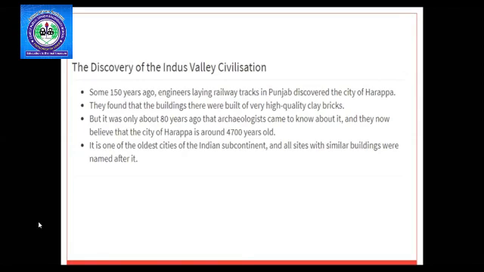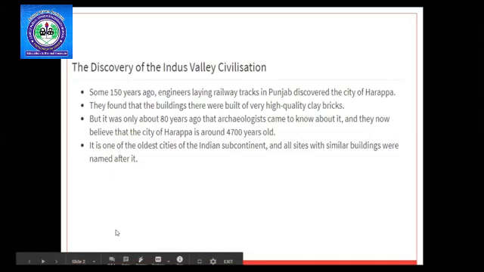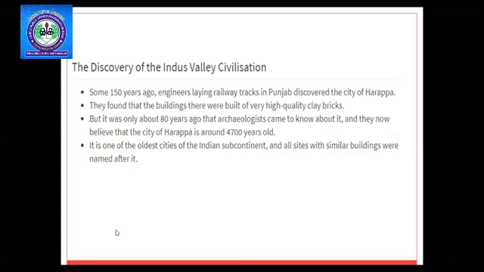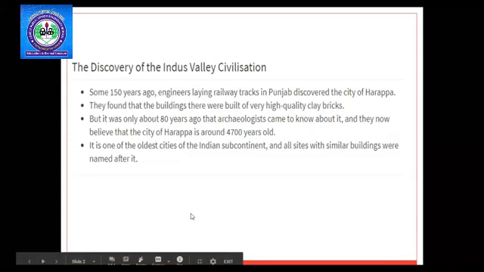But it was only about 80 years ago, as I have already told you, that archaeologists came to know about it and they now believe that the city of Harappa is around 4,700 years old. It is one of the oldest cities of the Indian subcontinent and all sites with similar buildings were named after it. Now I am giving you an introduction of this chapter through this PPT. Then we will go through the chapter.